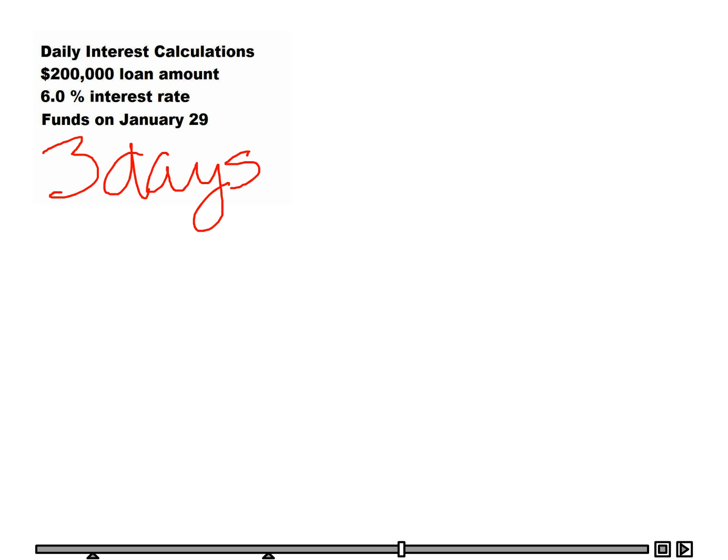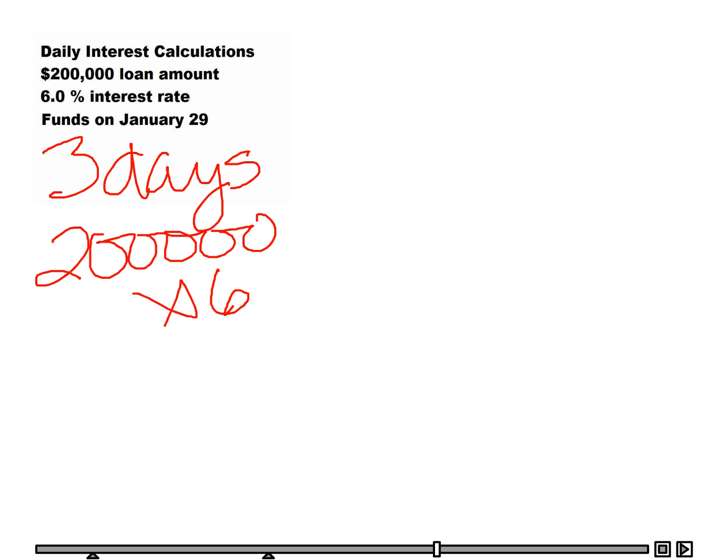So in order to figure out the daily interest charge, we first need to find out the annual interest charge. We do that by taking the loan amount of $200,000, multiplying that by 6%. On your calculator, that's 0.06. That gives us an annual interest of $12,000.